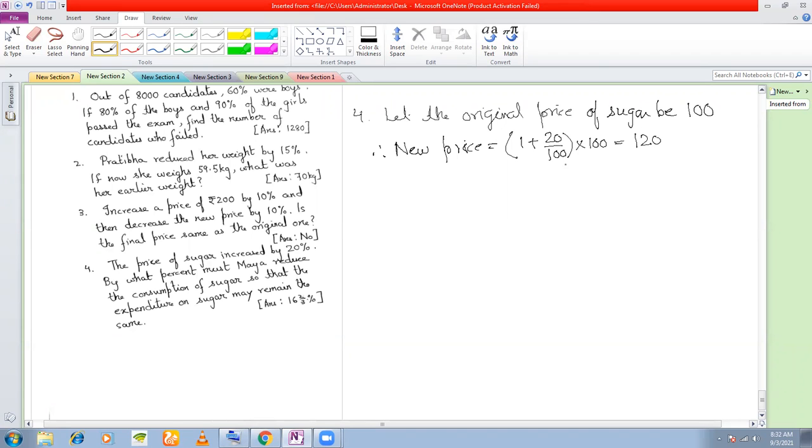But the problem is that Maya cannot spend 120, right? Because she does not have it, she can only spend rupees 100 because that was the original price of sugar, right? She cannot spend 120. Therefore, what does she have to do? She has to decrease her expenditure from 120 to 100, right? So what should be the percentage decrease?